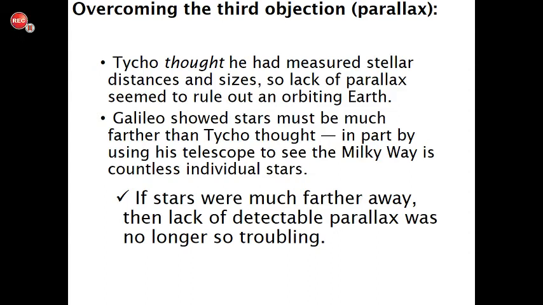So he also looked at other objects in the sky. Tycho had his measurements, and he thought he knew the distances and the sizes, but Galileo showed that those measurements must be wrong, because he looked at objects that should have been one object, and he discovered individual stars. And the fact that they were blurring together meant that they were very, very, very far away. And if they're very far away, then it's okay that you don't measure parallax. It's just something you can't measure at this time.